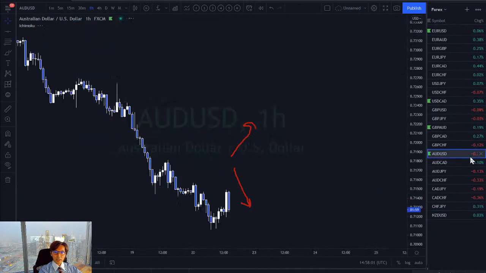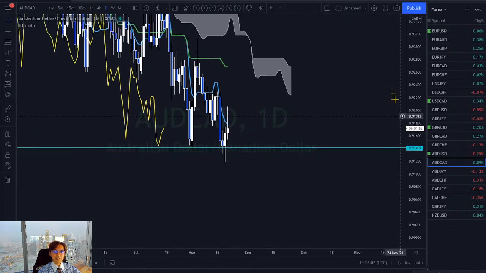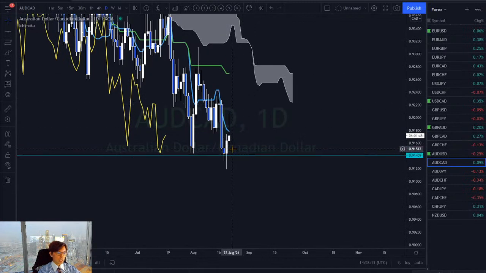Okay, so AUD/CAD is retracing also. This is the daily chart. It's flat now, flat Kumo, flat Kijun-sen. So the market can retrace all the way back to the Kijun-sen in this case.